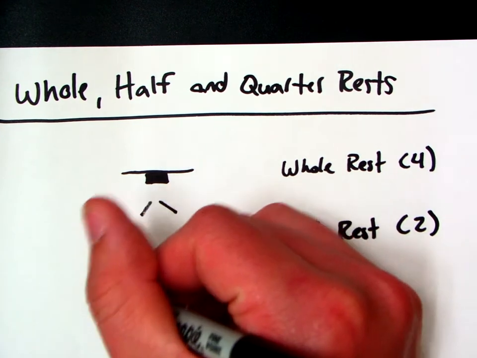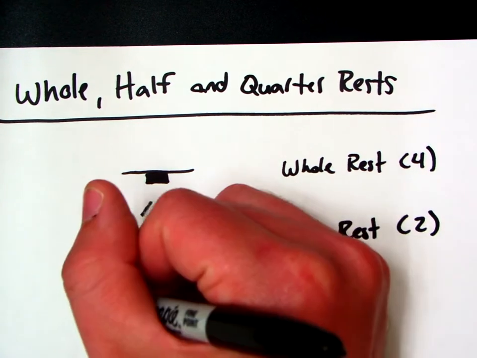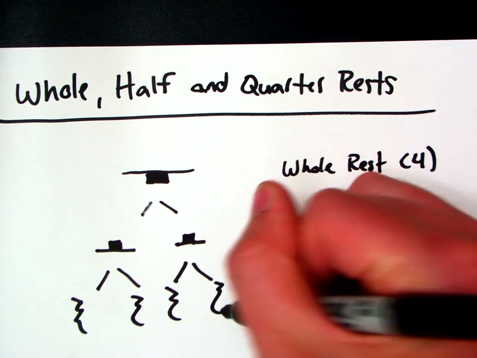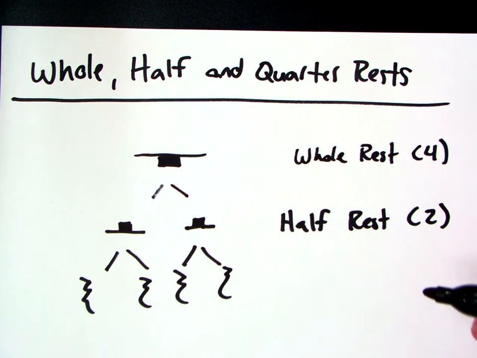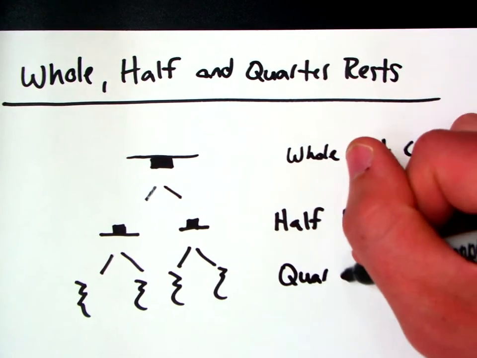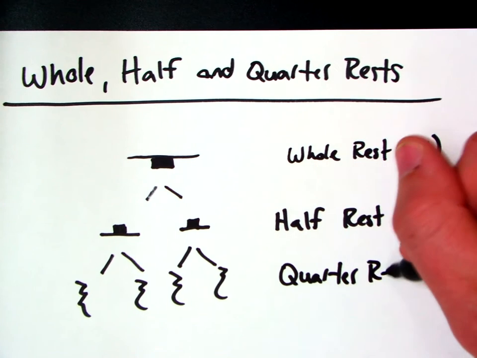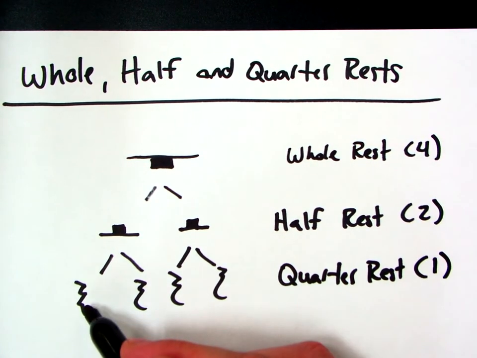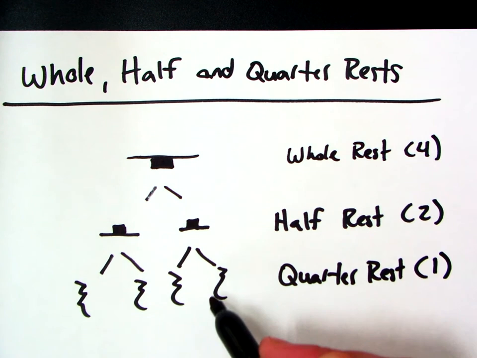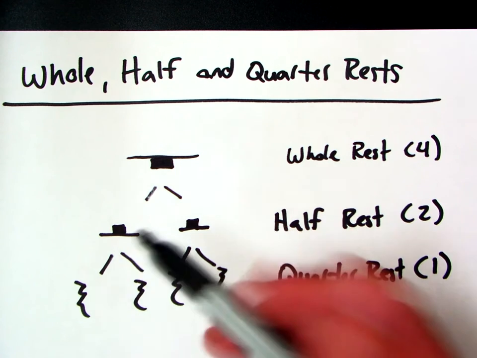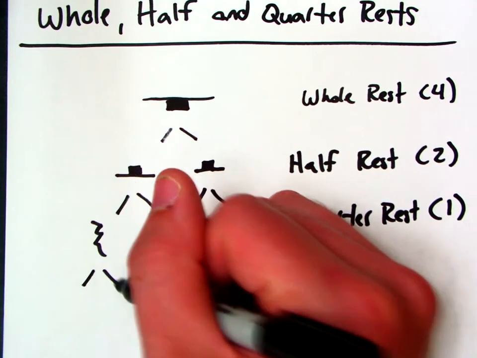Okay? If we divide it again, we get this shape, which is kind of like a squiggly, a refined squiggly, right? Maybe a backwards 3. This is called a quarter rest, or each of these are called a quarter rest. And one of those is worth 1. So 1 quarter rest equals 1, 1, 1, 1. 4 of them add up to a whole rest. 2 of them add up to a half rest.